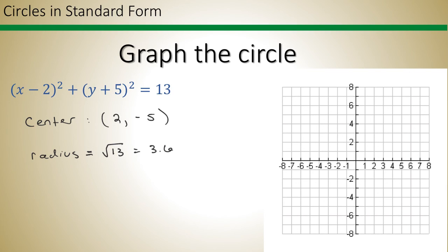Our center is at 2, -5 here. And then we're going to go up 3.6 from there. So 1, 2, 3.6. Go to the right 3.6. Go down 3.6. It'll take me off the grid a little bit. And then go to the left 3.6, which will take me there. And connect those points, and that'll be your circle. So that is our circle here.